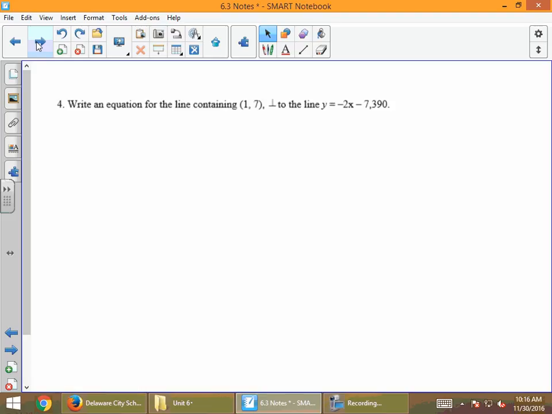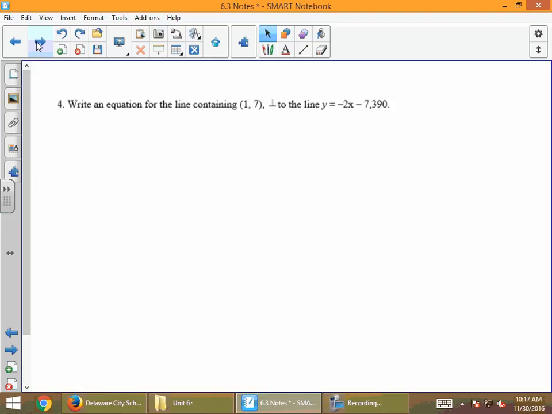That's an upside down T. What's that symbol? Oh, my bad. Perpendicular to the line y equals -2x minus 7,390. Get your calculators ready. It's going to be a big one. All right. Get it out, ready to go.